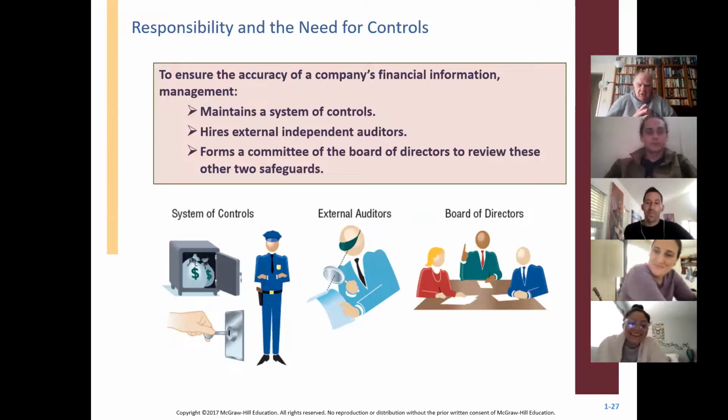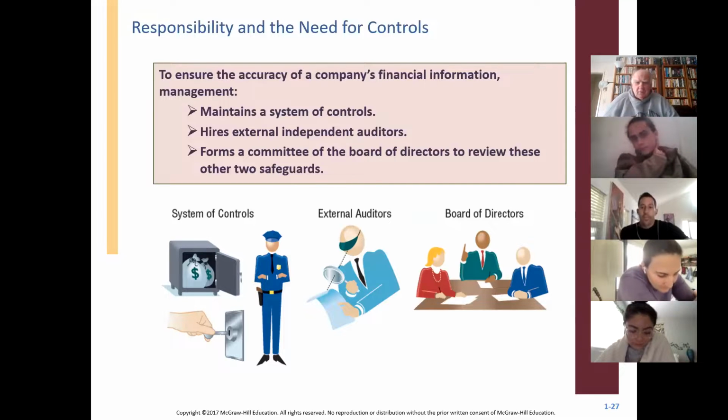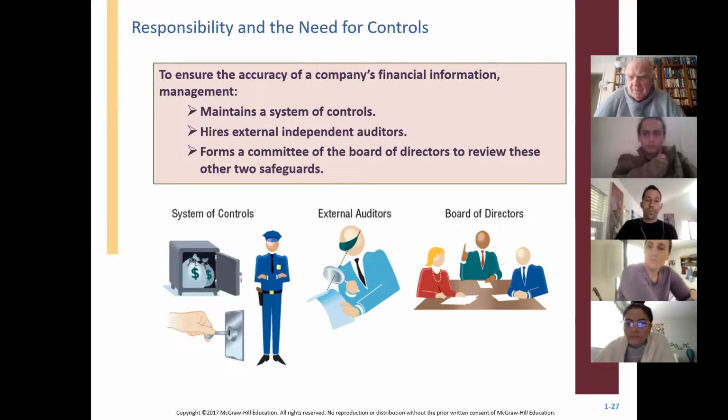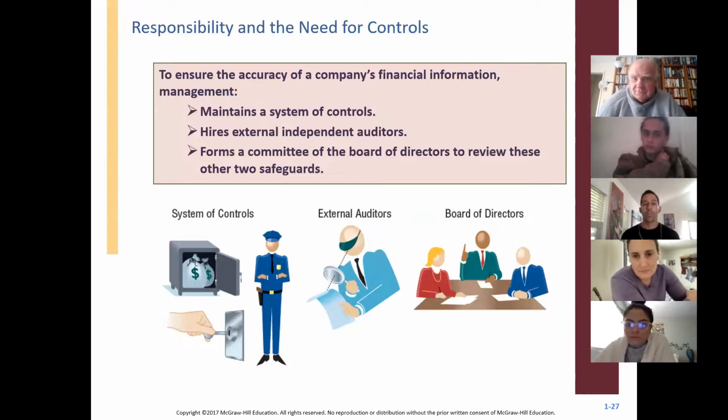Real quick as we finish up here. Who is responsible for the statements? It's the management of the company. It used to be management could say, oh, I'm not the accounting guy, I don't know how these numbers popped up here, and they had a bit of a shield. Those days are long gone. So companies have controls and auditors and boards of directors to make sure they do things correctly.